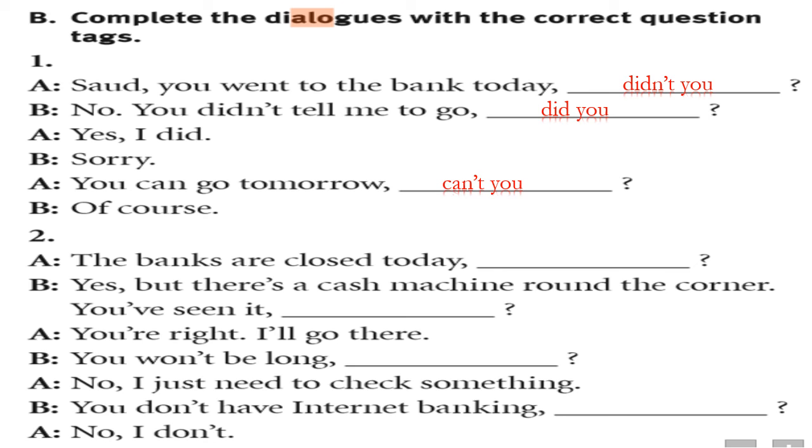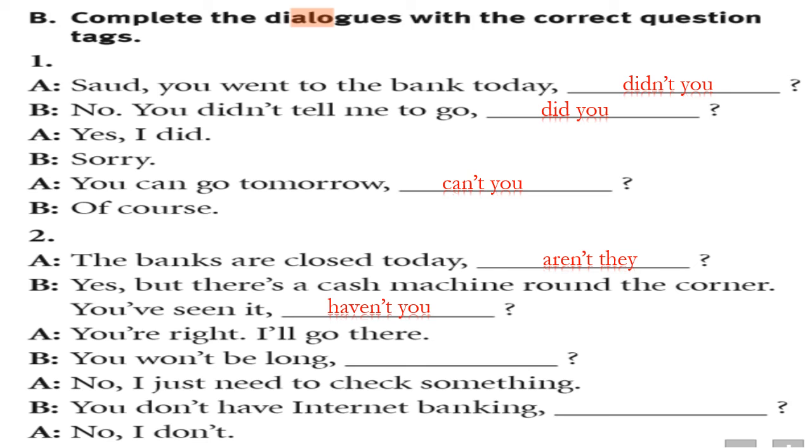2. A. The banks are closed today. Think please. Quickly. Nobody knows. Mr. Mohammed will help you. The correct answer is, aren't they? B. Yes, but there's a cash machine round the corner. You've seen it? Great. The correct answer is, haven't you?